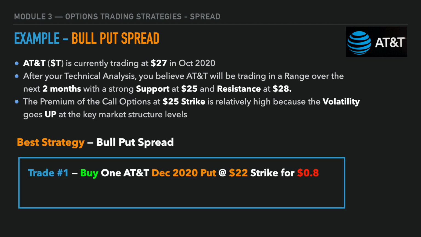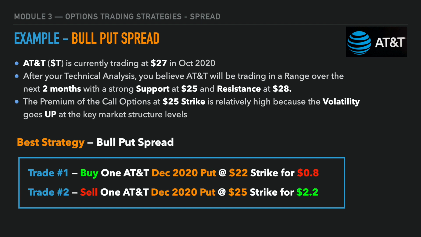First, you buy one AT&T December 2020 put option at a $22 strike. Currently, it's trading at 80 cents per contract. Then at the same time, you sell one AT&T December 2020 put option at a $25 strike. And now this put option is trading at $2.20 per contract. Because this $25 strike price is exactly at the support level, the premium will be much higher.